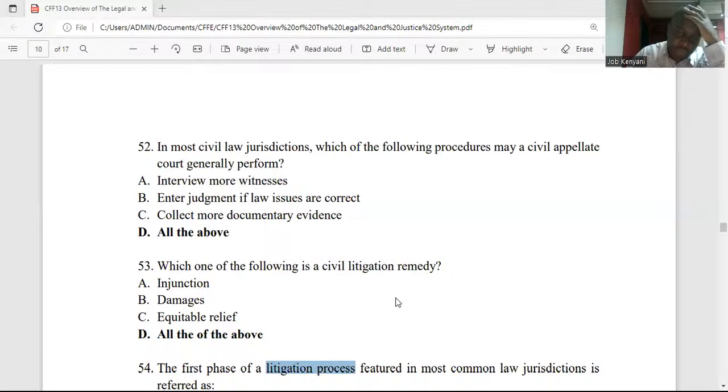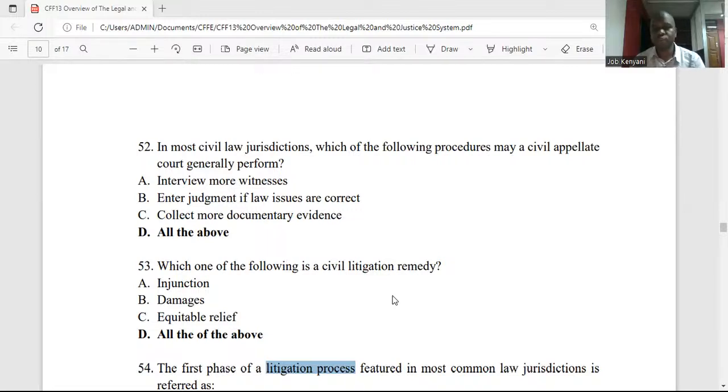Then we have the next question. Which of the following is a civil litigation remedy? You can have an injunction, you can have damages, you can have equitable relief. So all the above are correct. A civil litigation is a matter before the court involving private individuals. The civil law is the one applied to resolve such a matter, so it is civil in nature. A civil lawsuit is a suit just involving private individuals.